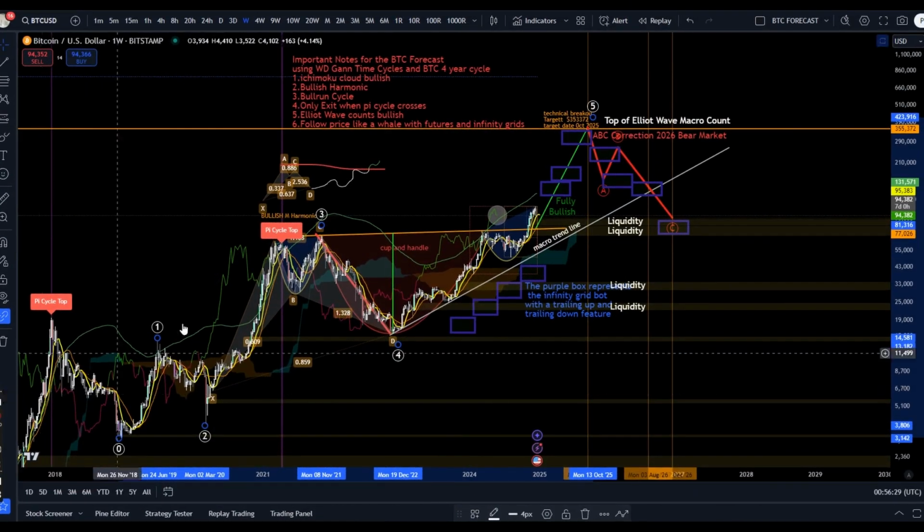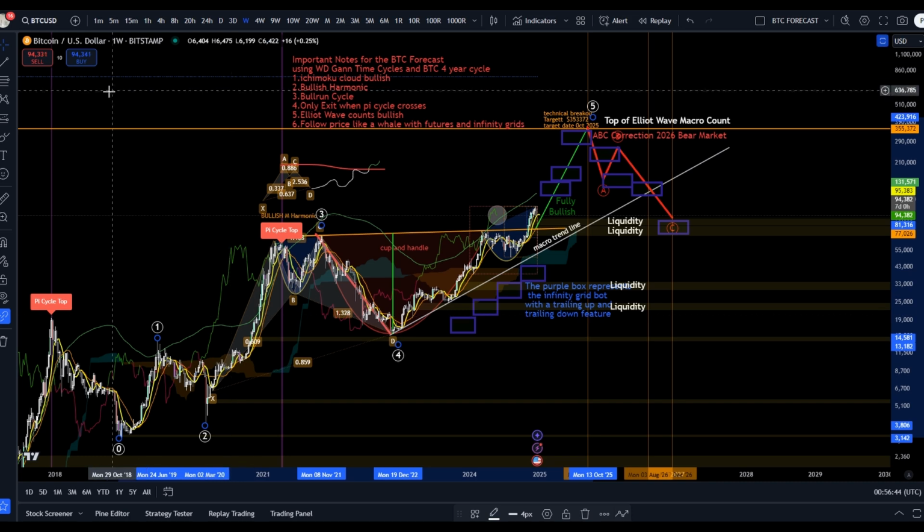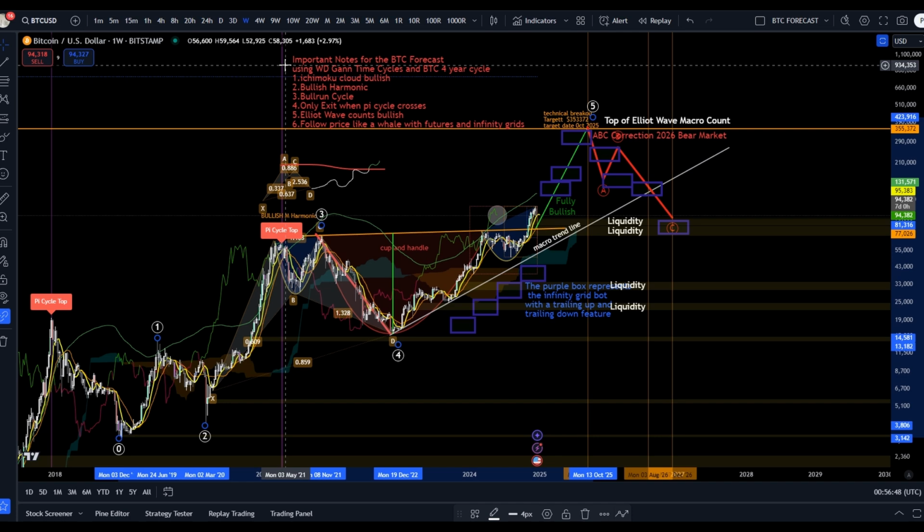Hello everybody, it's LeapFrog. Here we're going to be talking about using the Infinity Grid bots to exit the bull market and then also to begin shorting the bull market. This is our Bitcoin forecast chart. I'm going to go through the notes at the top, which are very important. They cover the WD Gann market cycle theory and also the Bitcoin 4-year cycle. It is a very comprehensive chart.